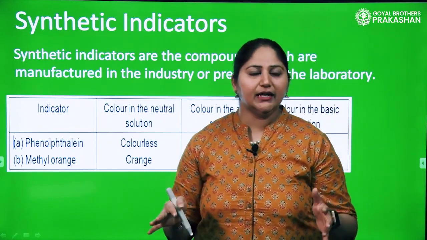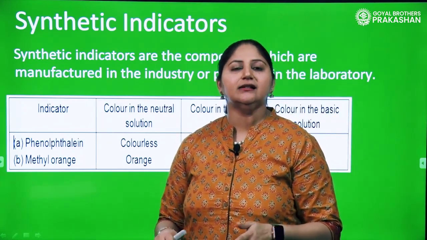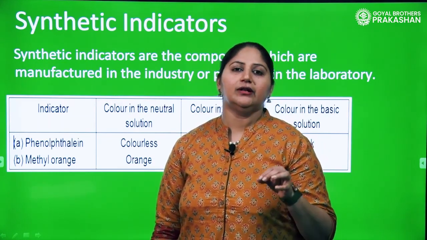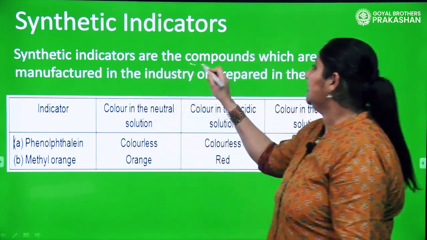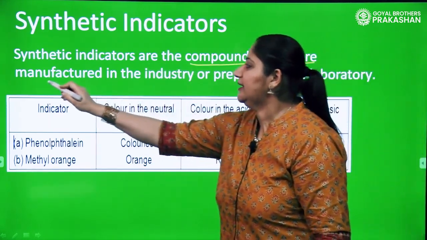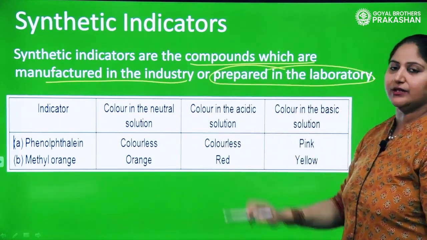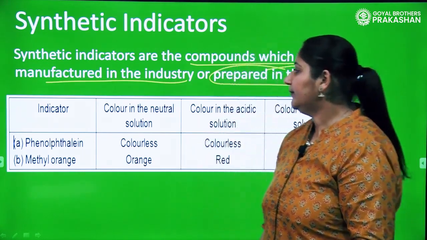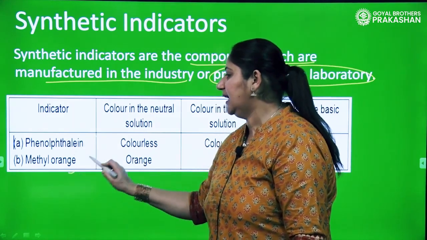There are more indicators we have. There are synthetic indicators. What are synthetic indicators? The indicators that are man-made. We make them for our laboratory purposes. Synthetic indicators are compounds which are manufactured in industry or prepared in the laboratory, right. So, what are those two indicators? Basically, they are phenolphthalein and methyl orange.